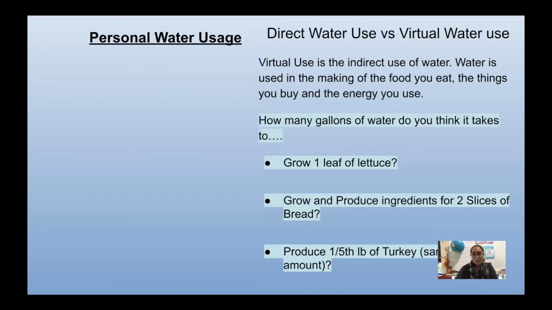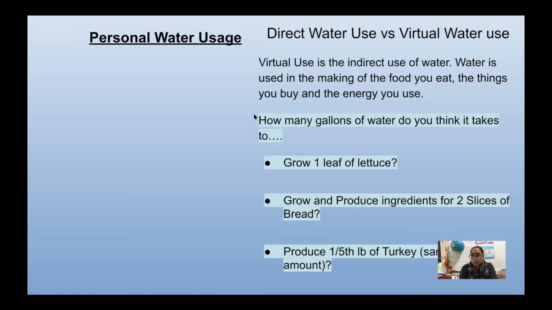And then the next thing we're going to talk about is our personal water usage. So we have our direct water usage. So think about if you take a shower or wash your car. And then we have what's called virtual water use. So virtual water use is the indirect use of water. So it's essentially water that is used in making the food you eat, the things you buy, and the energy that you use. So an example of virtual water use would be, for example, if you make a turkey sandwich. The ingredients that you put inside that turkey sandwich at some point involve water usage.